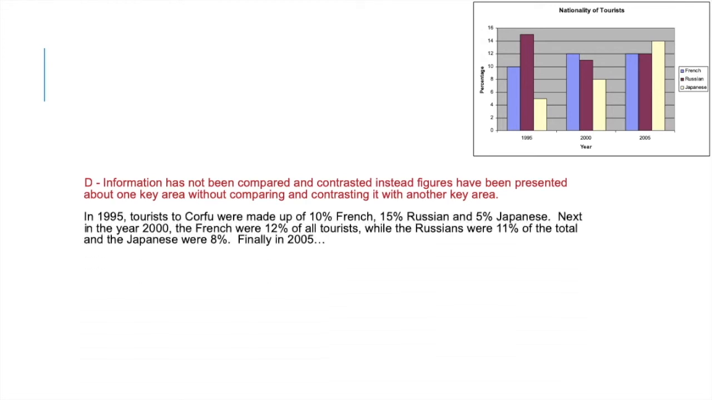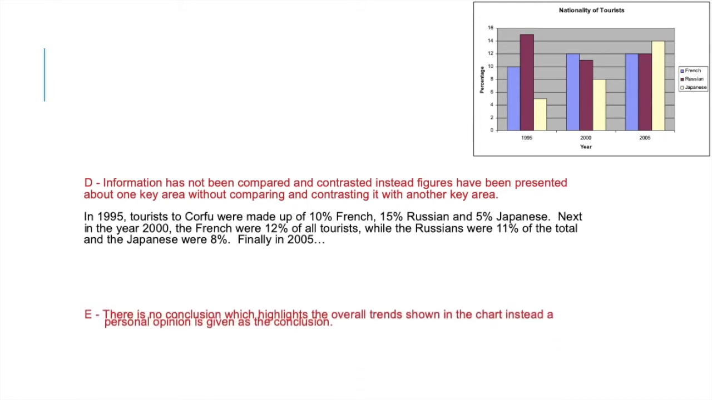This is quite common. As you can see here, it's just listed. In this example, the person's just going to list this figure, this figure, this figure, this figure, this figure, this figure, this figure, this figure, this figure. So there is no real comparison made, and the key features are not selected and reported back. It's not a summary.